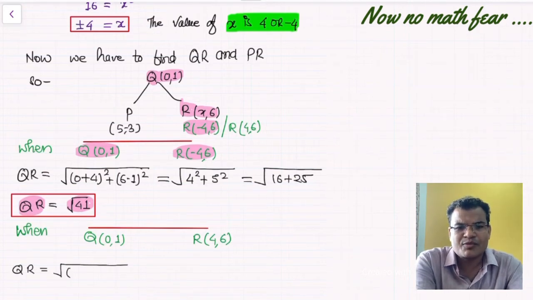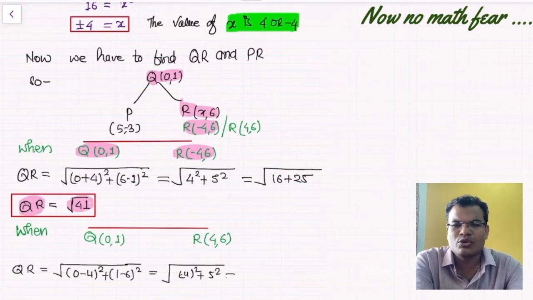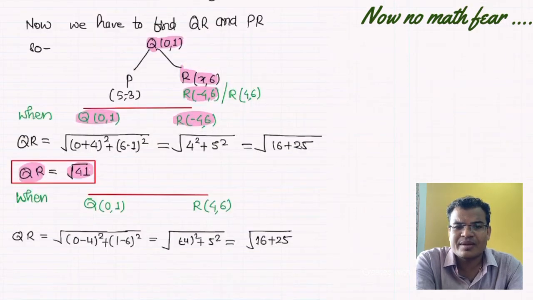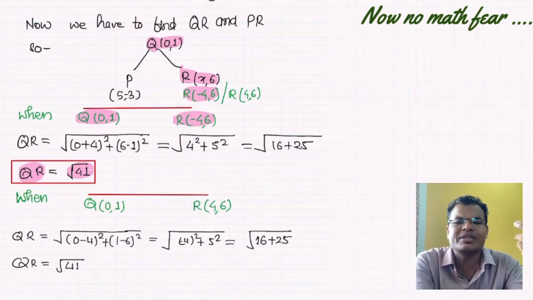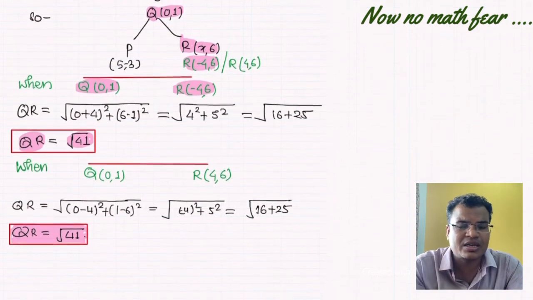Okay, so the same thing: 4 minus 0 whole square plus 6 minus 1 whole square. Minus 4 square is 16 here. If you know, you can do it directly, guys. I'm writing everything here. So 16 plus 25, that is again 41. So basically the distance between the two points QR will be the same, whether the coordinate is 4 comma 6 or minus 4 comma 6. The distance will be the same. There is no problem, because the points are constant and we have to find the distance between these two points. So this is the basic concept here.